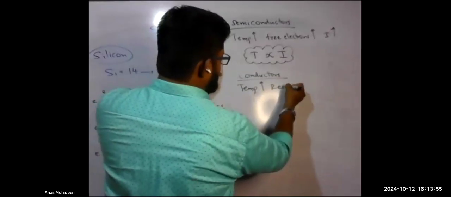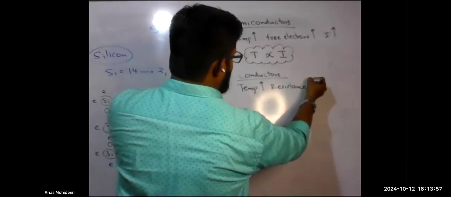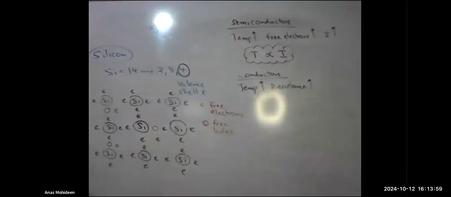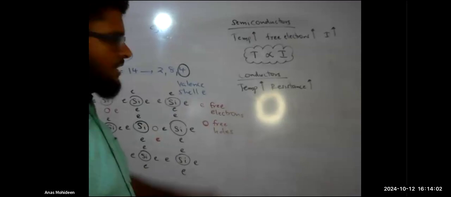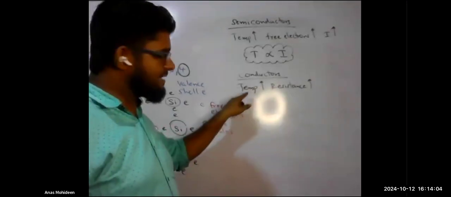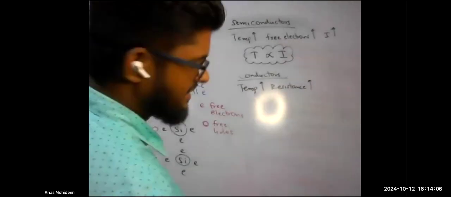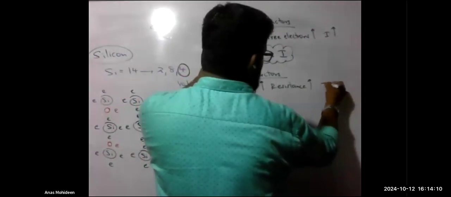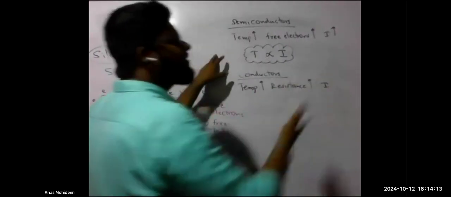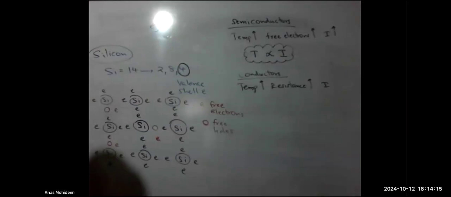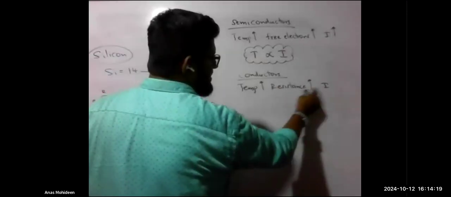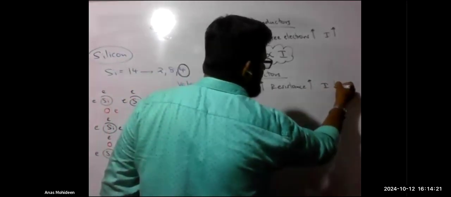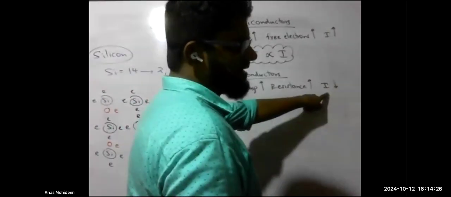Resistivity increases. The resistance increases. This happens in conductors, not in semiconductors. So in conductors, when you increase the temperature, resistance increases. When the resistance is increasing, you know that resistance and current are inversely proportional, according to V equals IR. You increase the resistance, current decreases. So the current conductivity decreases. Can you see? When the resistance is increasing, current will be decreasing.